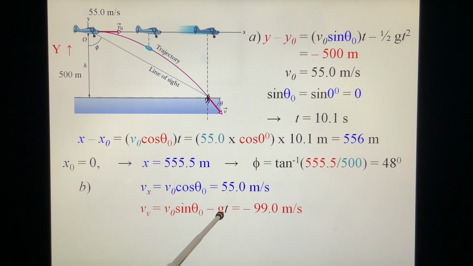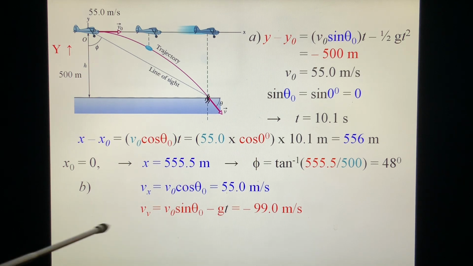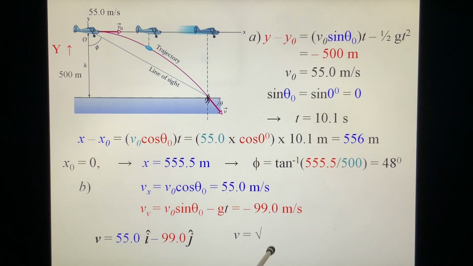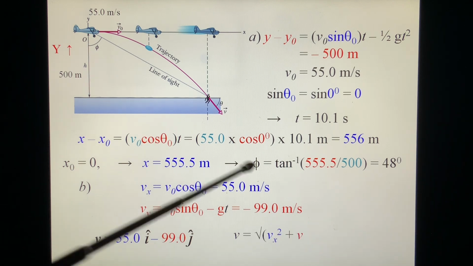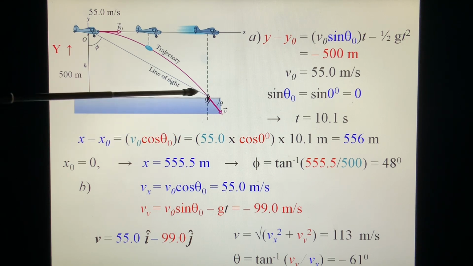G is 9.8, t is 10.1, so we get minus 99.0. This is downward. This is horizontal. So V equals Vx i minus Vy j. The magnitude equals the square root of Vx squared plus Vy squared. We put these numbers inside, and we get 113. And this angle theta is tangent inverse of Vy over Vx, always y to x. We get theta of minus 61 degrees. So you see, Vy is a negative number, going this way, Vx is positive, so this is the direction of V. This is minus 61.